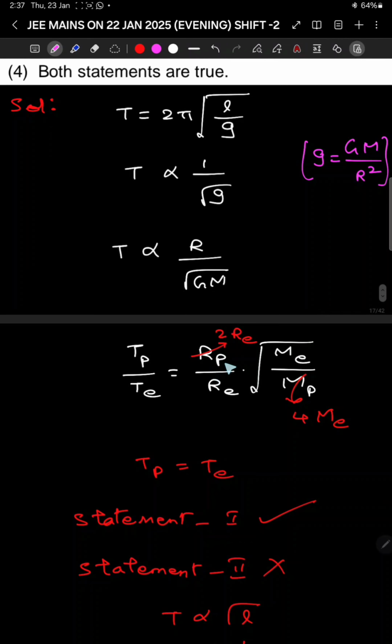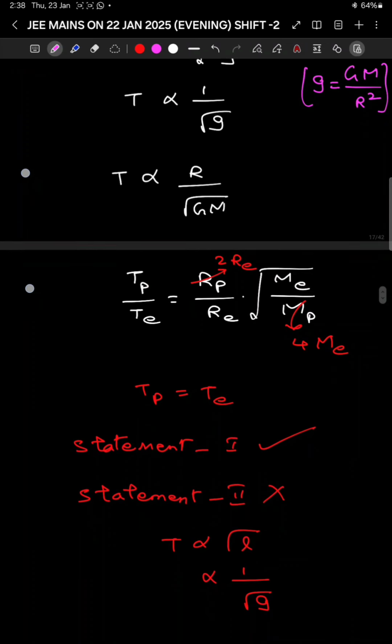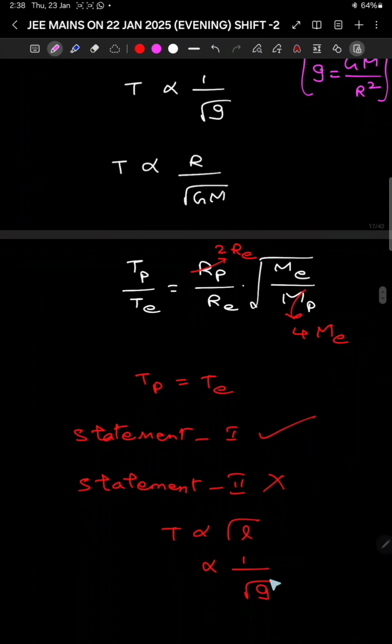We know that radius of the planet is 2 times the radius of Earth and mass of the planet is 4 times of mass of Earth. Simplify, you will get time period of planet equal to time period of Earth. Statement 1 correct. Statement 2. Time period of pendulum only depends on gravity of the planet they told. But it depends on length of the pendulum also. Statement 2 is false.